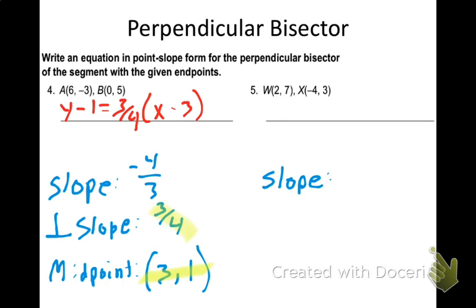Camden? I forgot to simplify. Negative 2 over... No? Hold on. 2 over 3. Nice job, Frost. The slope is 2/3. 7 minus 3 is 4. 2 minus negative 4 is 6. So that makes my perpendicular slope what, Hannah? What's my perpendicular slope then?